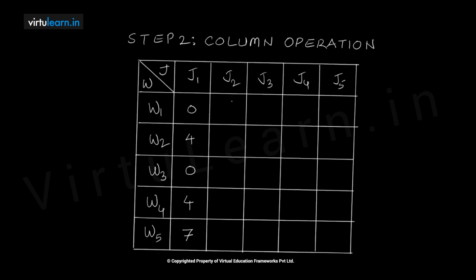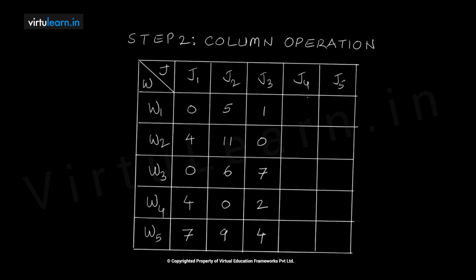In the second column, we identify the least element, which is 0. 5 minus 0. Of course, in a column, if the least value is 0, the same column we have to write down, because anything minus 0 will give us the same value. So for that reason we have to write the same thing.